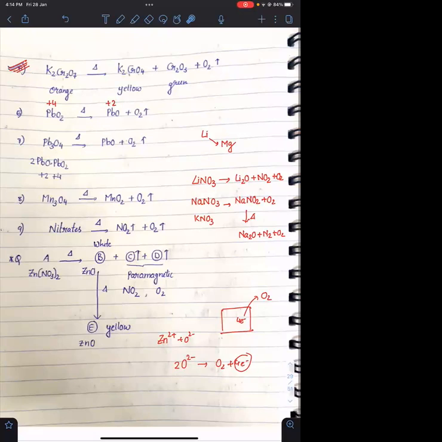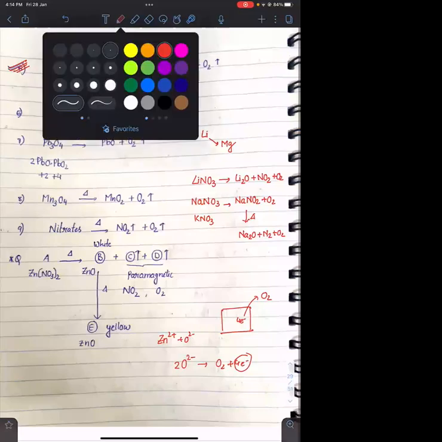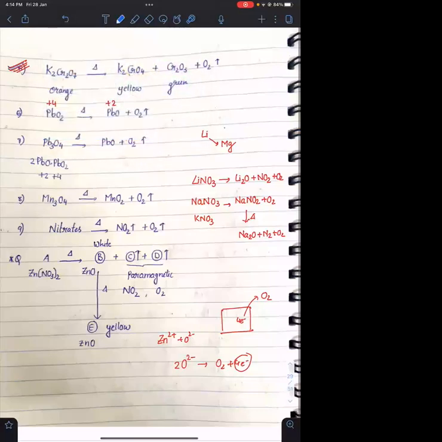Among group 1 nitrates, lithium nitrate can form NO2 and O2 because of its diagonal relationship with magnesium. Because of the diagonal relationship with magnesium, it is able to form NO2. All the other nitrates, whenever I heat them, convert into nitrite and O2. You will not get NO2. But here it is the preparation method of O2, so if you heat any of the nitrates, you will get O2.